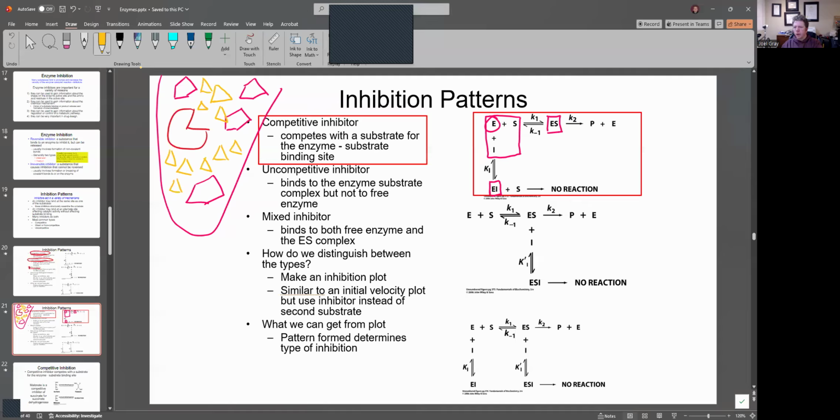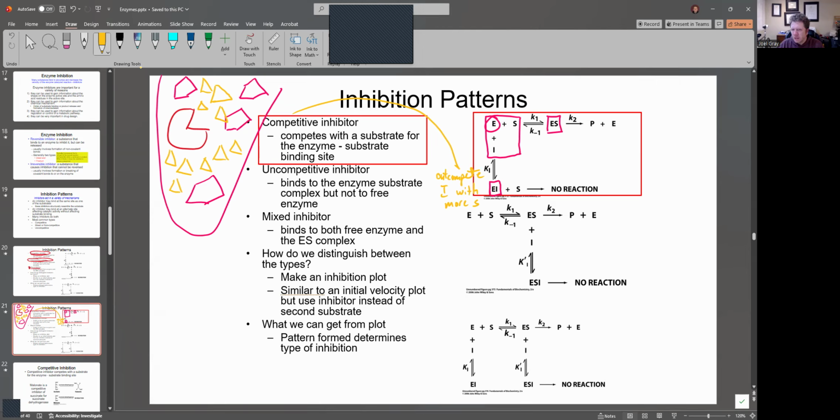Would you agree with the statement that if you add more substrate, you can outcompete the inhibitor for the enzyme? A 6 if you agree with that statement. Yeah. That is the principle behind competitive inhibition and a competitive inhibitor: you can outcompete the inhibitor with more substrate.